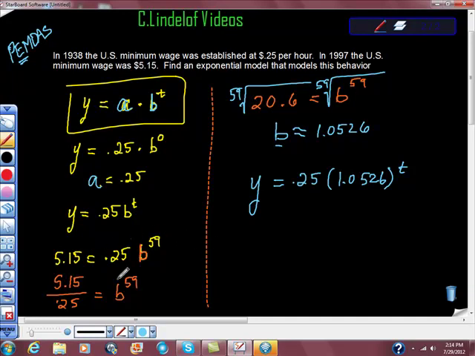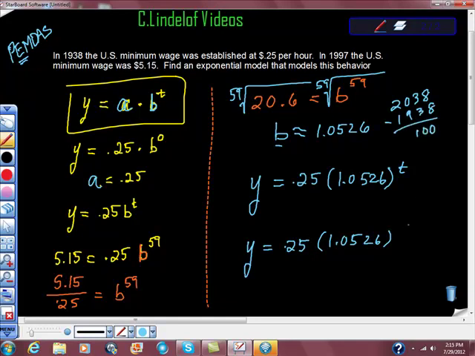In the case that we wanted to get an estimation of what the minimum wage is going to be in 2012 or 2015, we'd have 0.25 times 1.0526. Let's do it this way: what's the minimum wage going to be in 2038? So 2038 minus 1938 is equal to 100, so we get t is equal to 100.